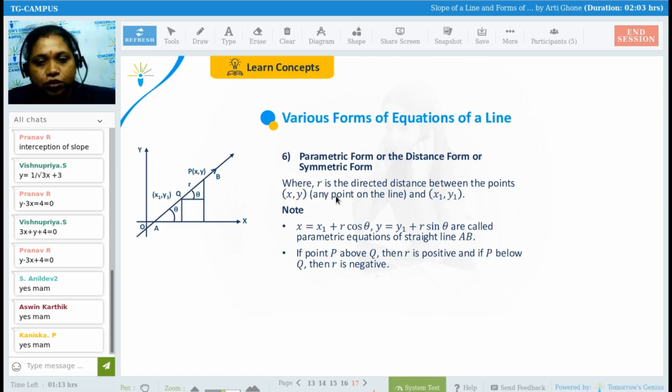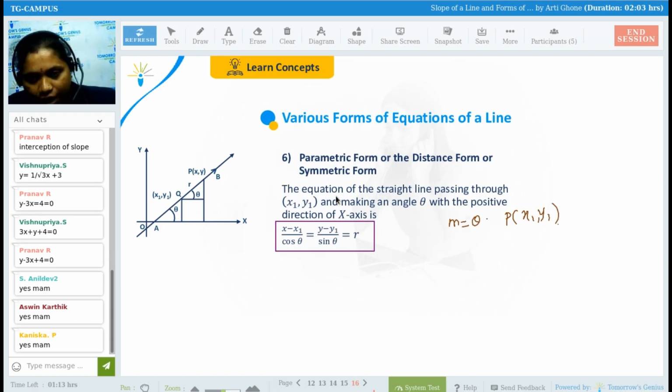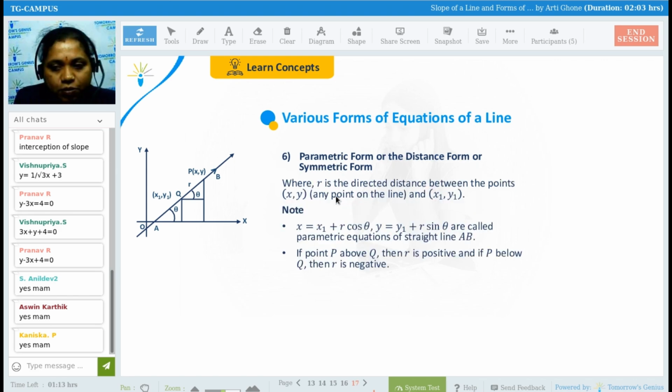Now these are some points to note down. Where r is the directed distance between the point x, y, the random point x, y which we are always considering, and any other random point x1, y1 on the line. Note that x is equal to x1 plus r cos theta and y is equal to y1 plus r sin theta is called a parametric equation.